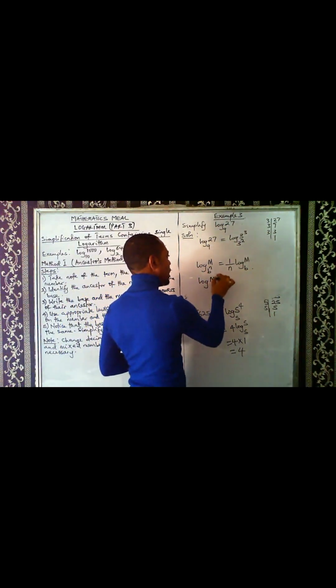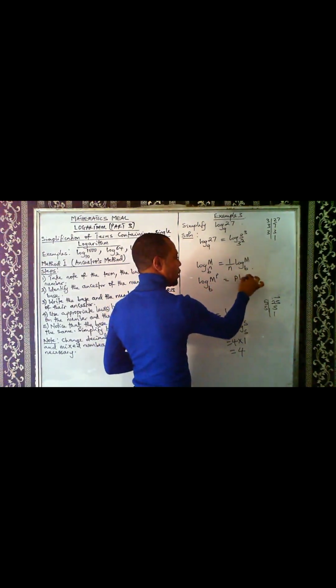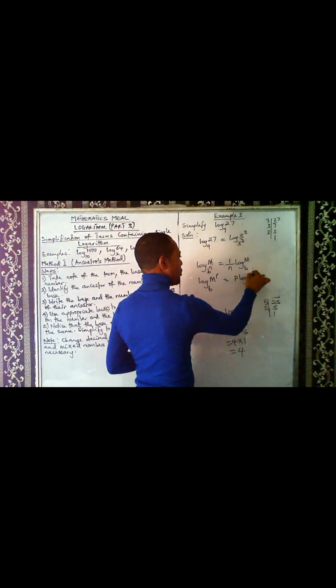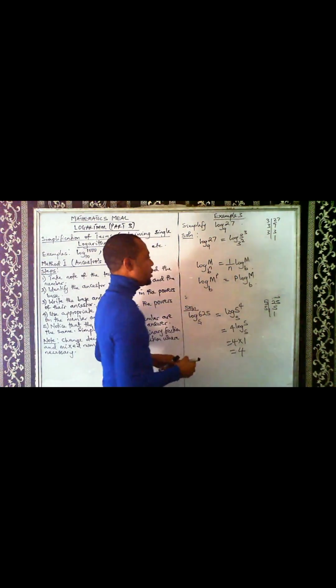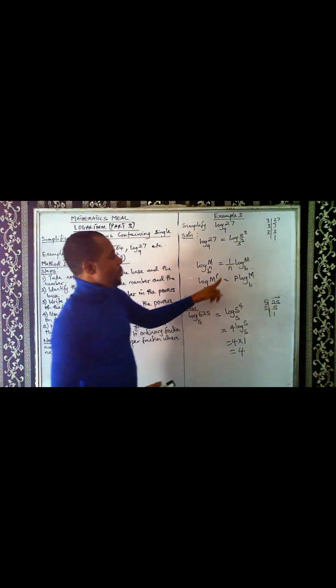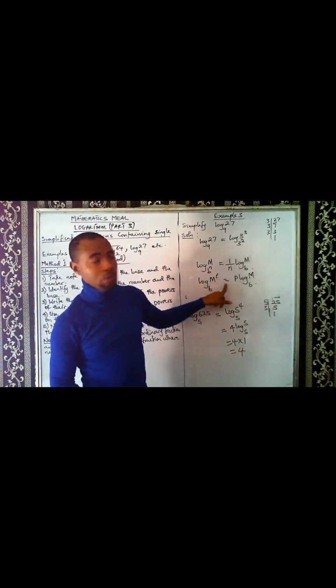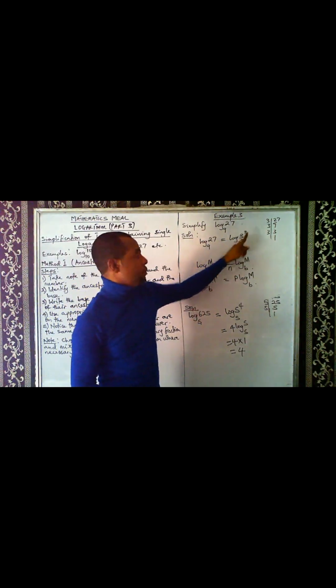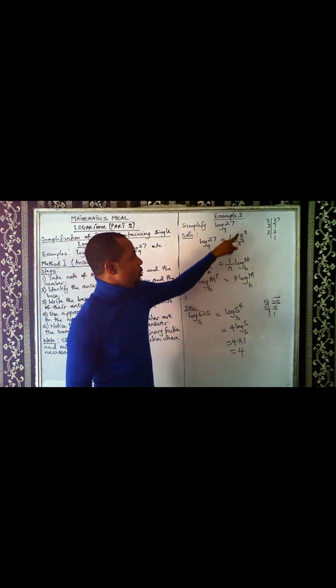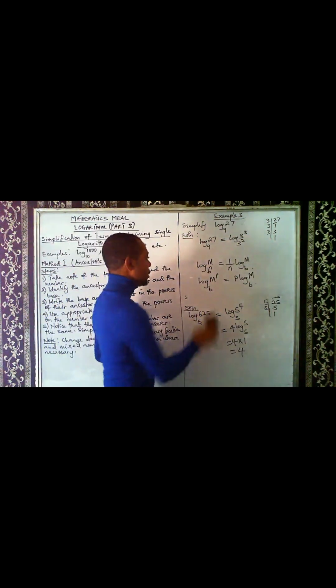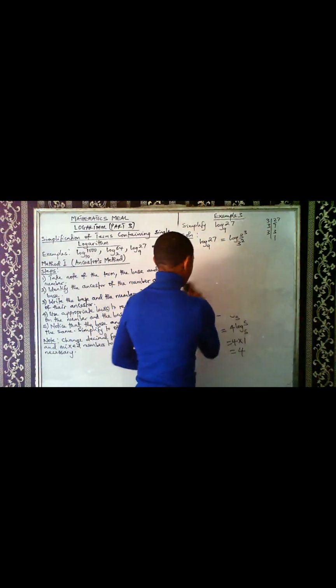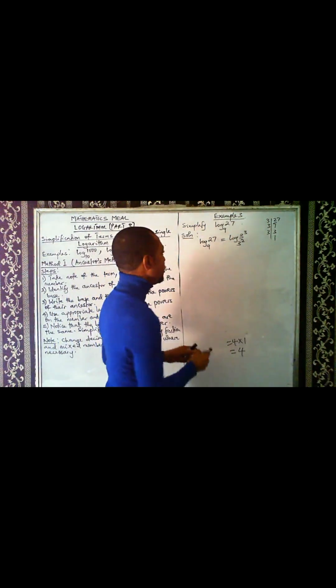The other one is saying m raised to power p in base b is p log of m in base b. Now, we are going to use this law to remove the power on the number, and then we use this law to remove the power on the base. So let's do that. Let's remove the power on the base.